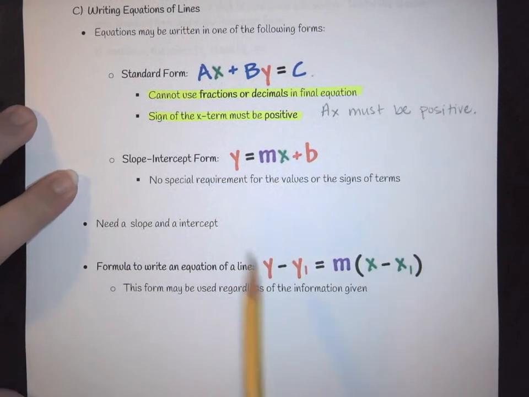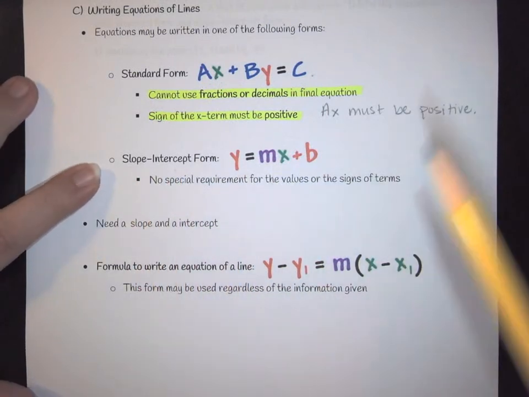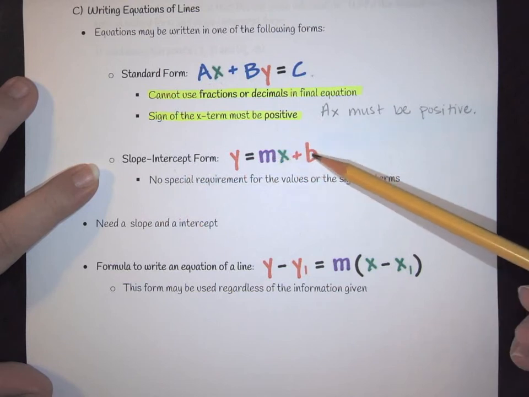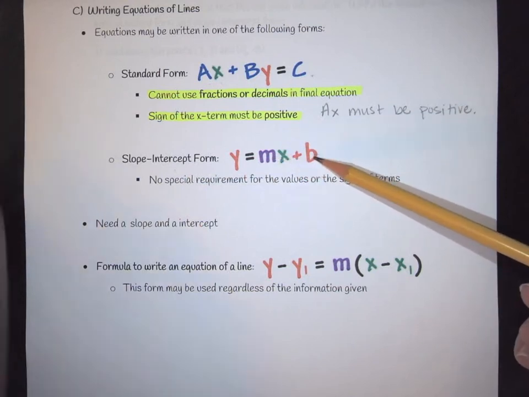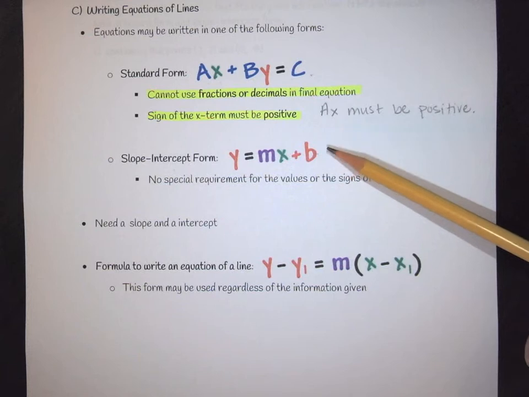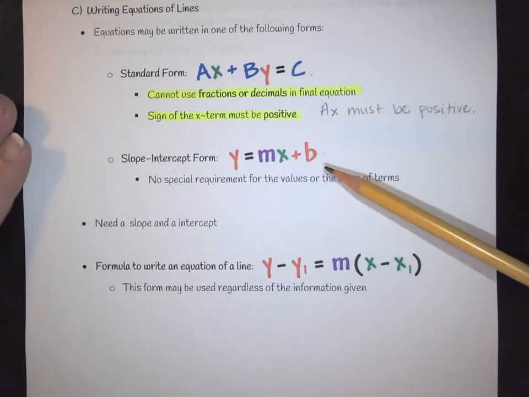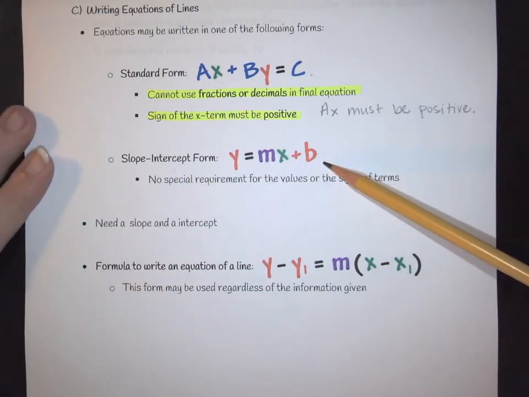Now the other form that we have is one we've already talked about, slope-intercept form. So remember, that's y equals mx plus b, where m stands for your slope, b stands for your y-intercept value. With this line, we don't actually have any kind of special issues, requirements, stipulations, rules that you have to follow. It's a good old-fashioned line to be able to use.